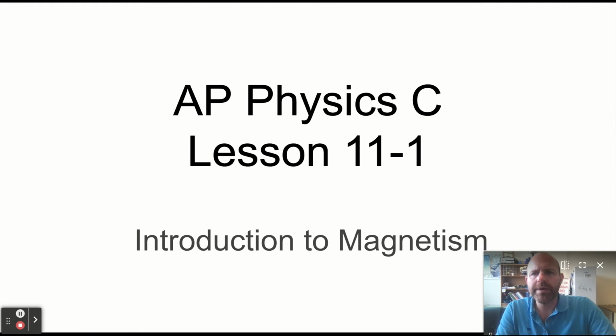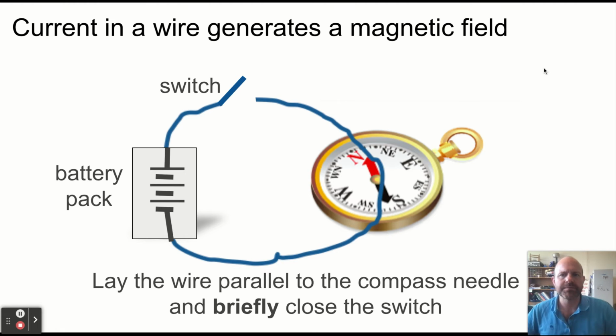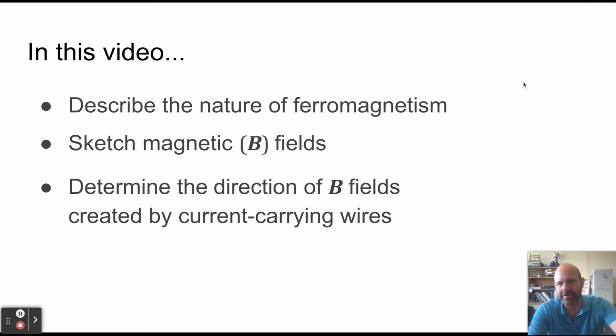In this video, we are going to be looking at magnetism, final unit. When it comes to magnetism, this is something you could do if you had a wire and a compass. It turns out that if you run current through a wire, it can deflect a compass. And that tells us something really interesting. It tells us that current moving through a wire generates a magnetic field.